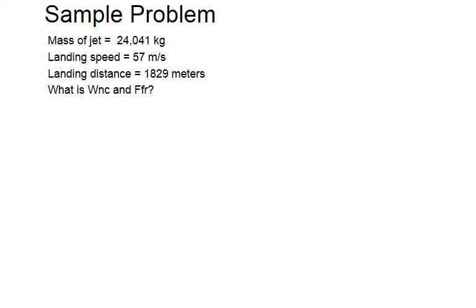All right, so let's say we have an airplane that's landing here with an initial speed of 57 meters per second, and the distance it takes for the airplane to come to a stop is 1,829 meters. And we want to find out what is the non-conservative work here, and then what's the force of friction. So go ahead and pause the clip, and this will be good practice and good review. And then when you're ready to check, you can hit play to continue.